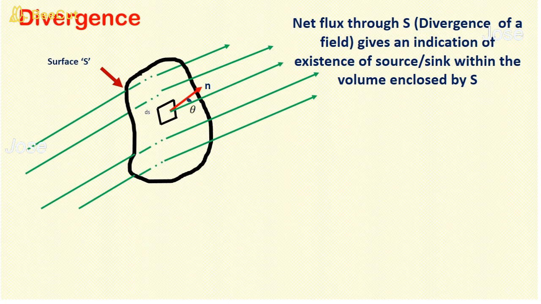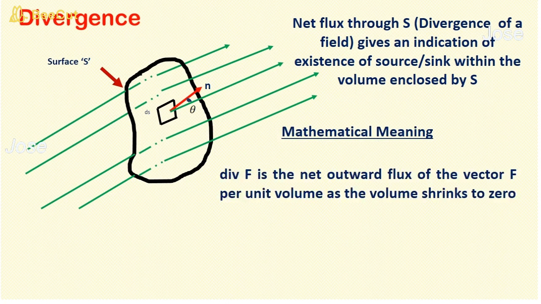Mathematical meaning: div F is the net outward flux of the vector F per unit volume as the volume shrinks to zero. That is, div F is the limit as delta V tends to zero of the surface integral of F dot ds divided by delta V.